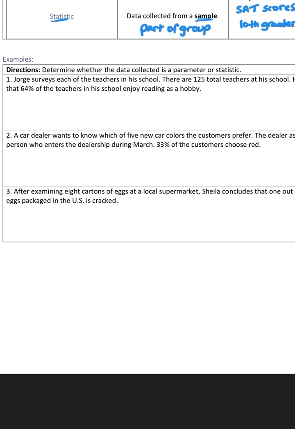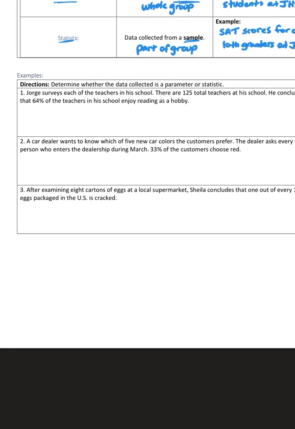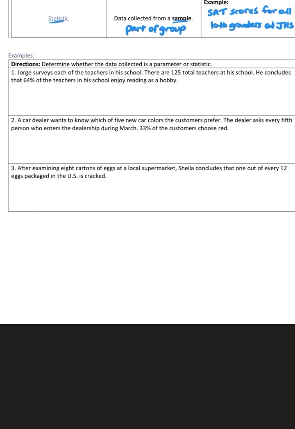So Jorge surveys each of the teachers at his school. There are 128 total teachers at his school. He concludes that 64% of the teachers in his school enjoy reading as a hobby. So he surveyed each of the teachers in his school. That means all of them. So that is the population. And so the 64% is a parameter.